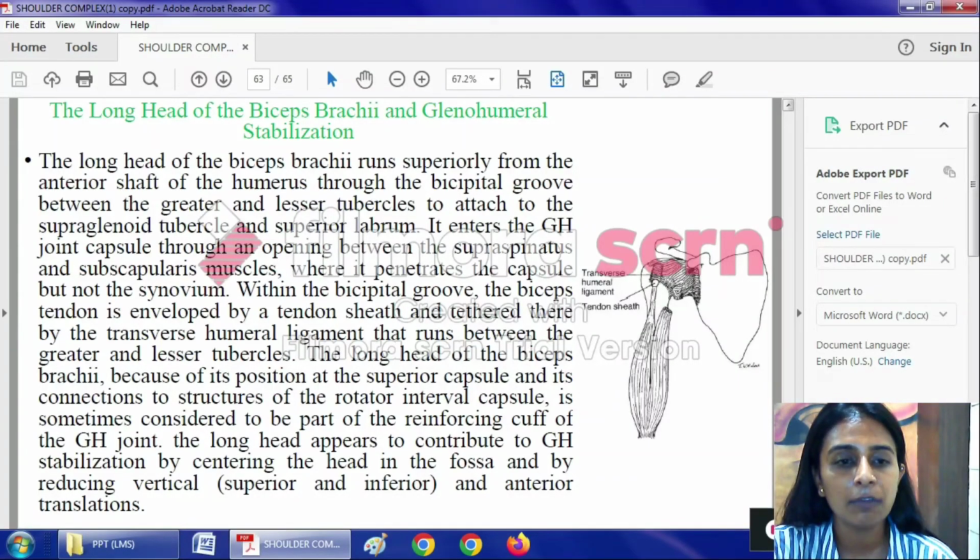The long head of the biceps brachii, because of its position at the superior capsule and its connection to the structures of the rotator interval capsule, is sometimes considered part of the reinforcing cuff of the GH joint.